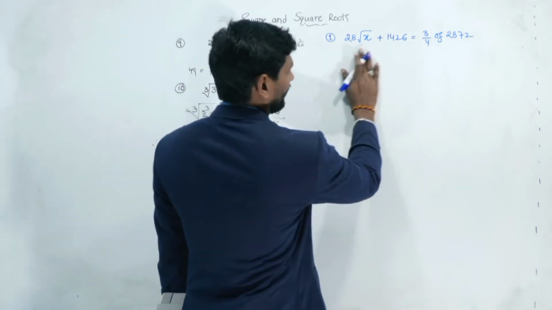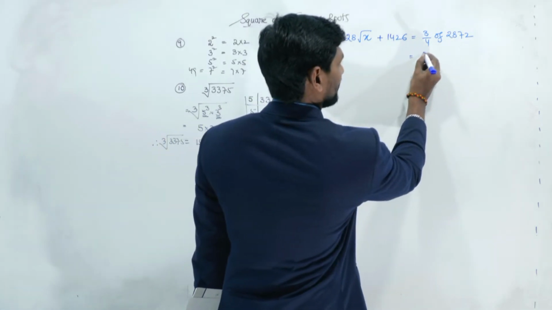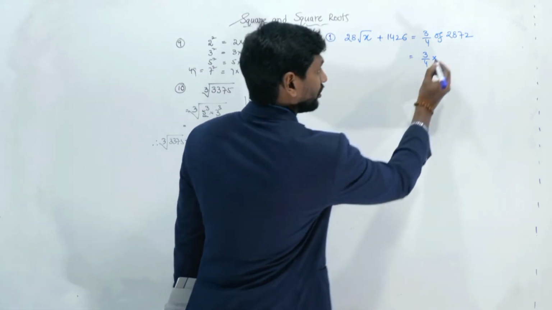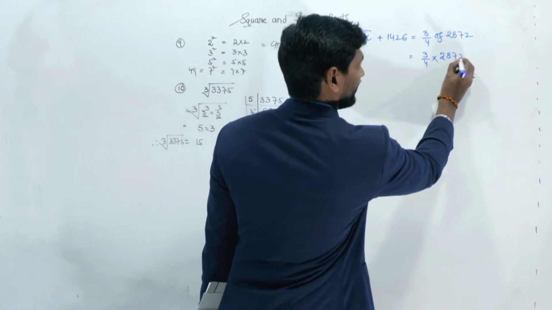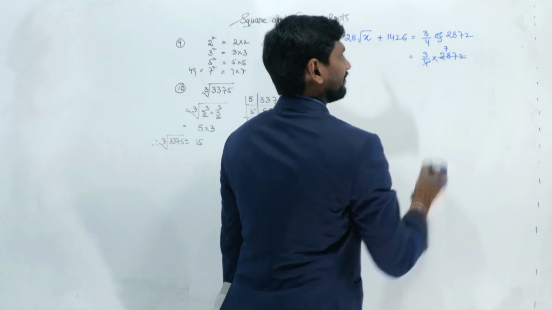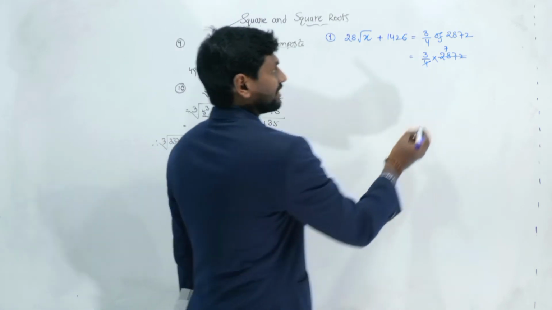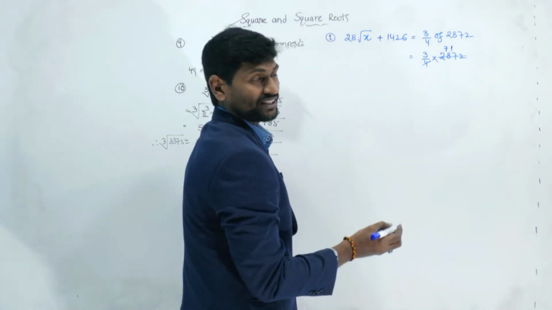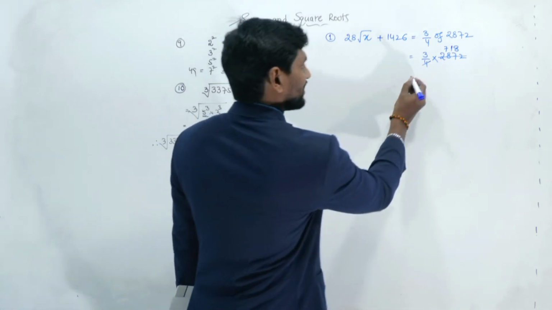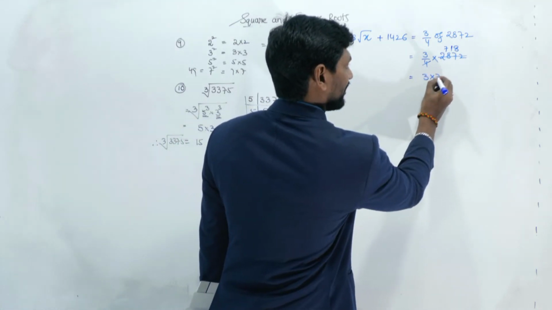So let us simplify this one. 3 by 4 of is nothing but multiplication into 2872. Now 4 table we can cancel. 4 7s are 28 exactly. 4 1s are 4. 3 remains. 4 8s 32. So we will get the answer 3 into 718.